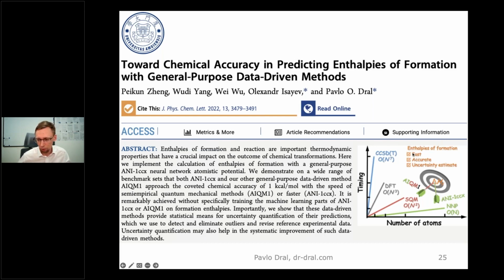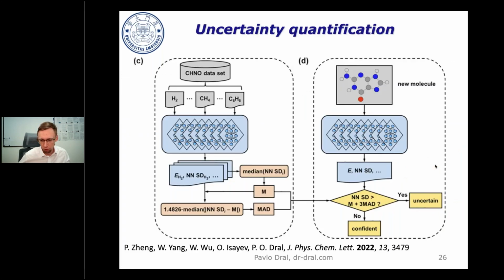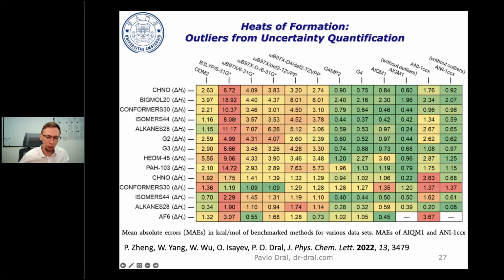You need very accurate methods, but if you use very accurate methods, they are very slow. So with the AIQM1 you can get fast and accurate, and plus as a machine learning method, it gives us uncertainty estimates. So something which is very important. When you know uncertainty estimates, I will not go into detail, but you can basically look at the deviation of predictions of different neural networks. You can predict which calculations are not very confident.